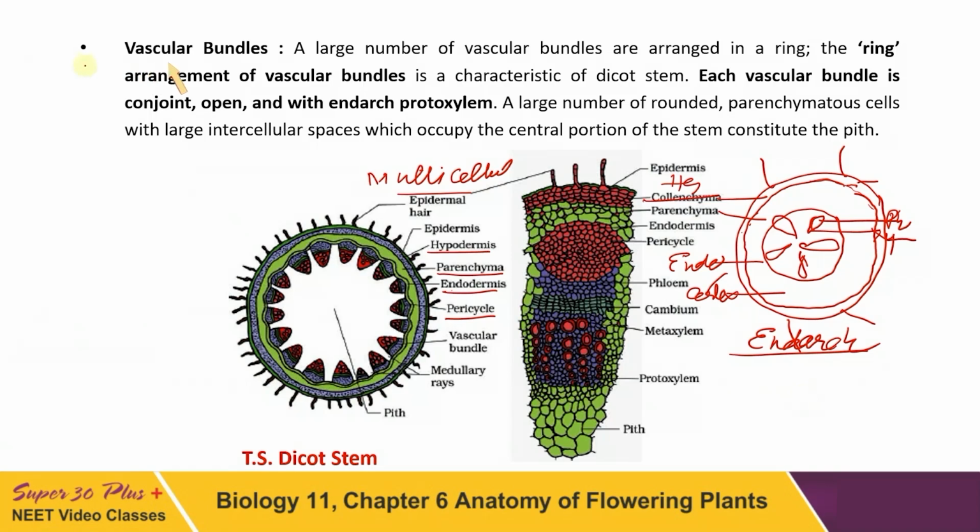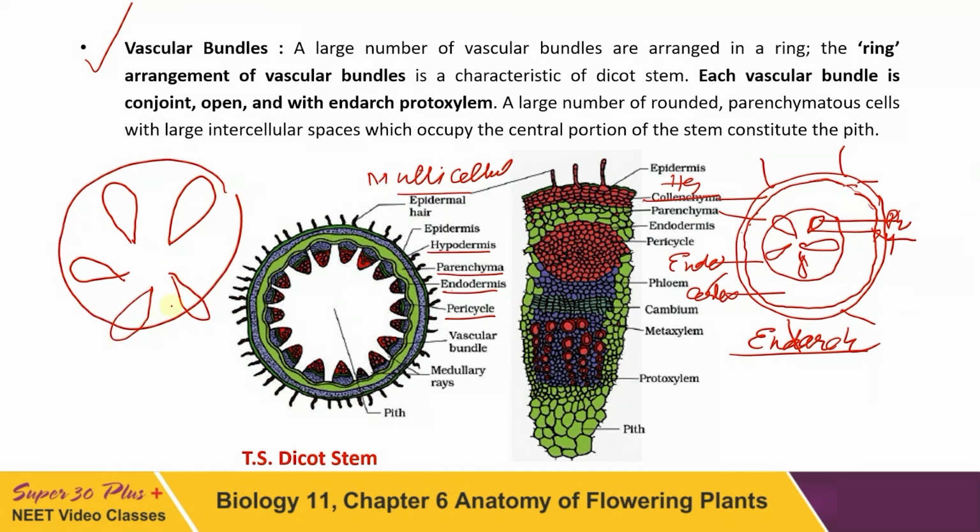We have here the vascular bundles. In the case of the dicot stem, these vascular bundles are arranged in a ring. If this is the endodermis we have here, then these are arranged in a ring. The number of vascular bundles is not very large, but they are arranged in a ring. This arrangement of vascular bundles is characteristic of the dicot stem. Each vascular bundle is conjoint. This is the phloem, this one is the xylem, and in between there is the cambium.